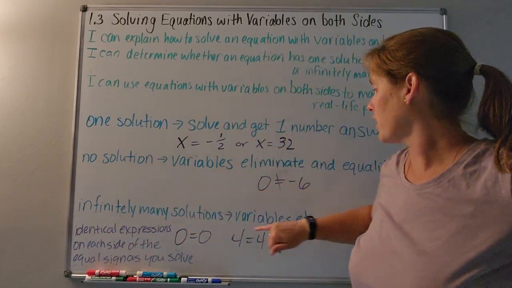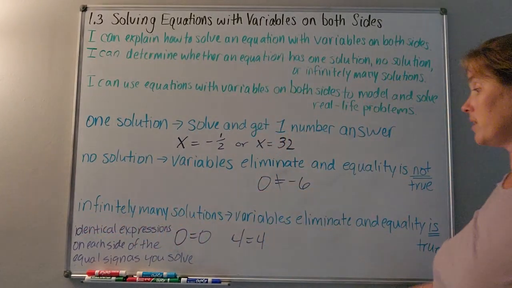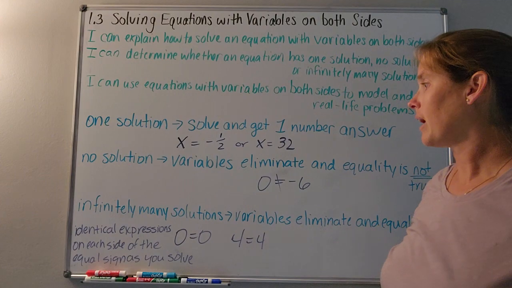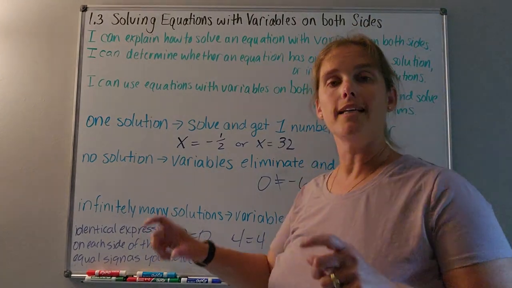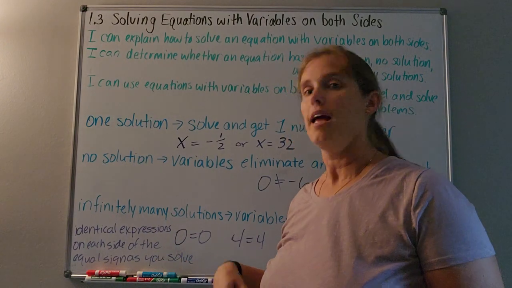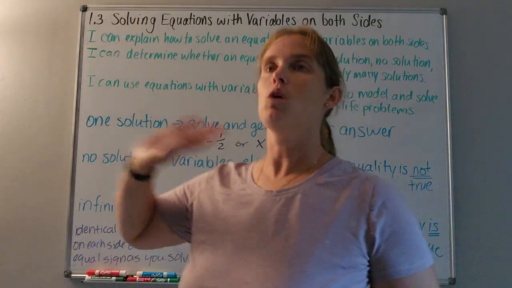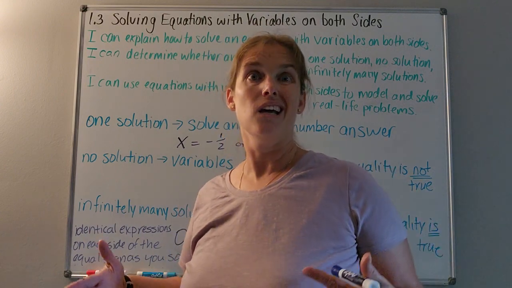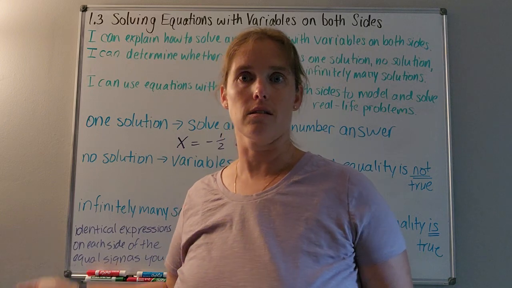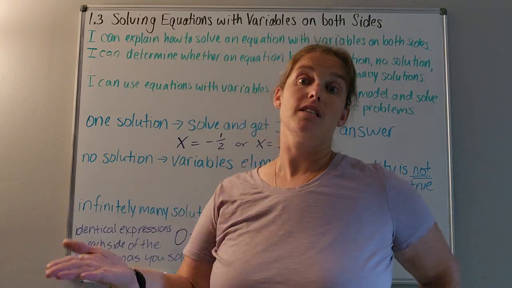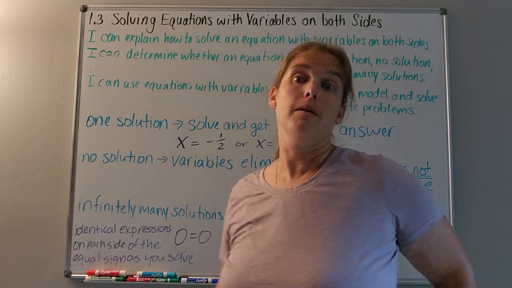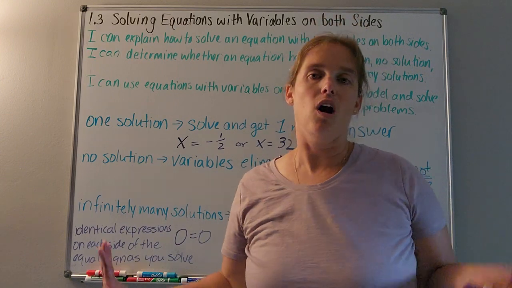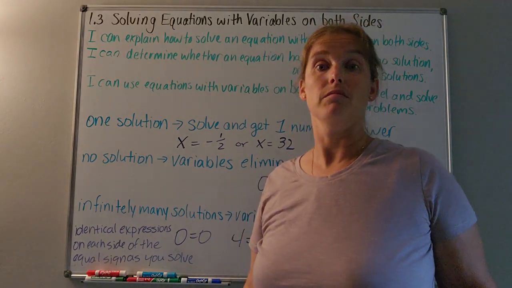Infinitely many solutions, on the other hand, variables eliminate, but this time you're left with an equality that is true, okay? 0 equals 0, 4 equals 4. And you may even notice as you're solving identical expressions on either side of the equal sign. If you notice that, like you get a 2x minus 4 on each side or a half y minus 72 on both sides, well, you know what's going to happen then. Everything's going to cancel out and you're going to have 0 equals 0. You can even stop partway through the problem and say, well, this is going to be infinitely many solutions. Or you can keep trying to solve till you get down to the variables gone and then you say, oh, the equality is true. Still, infinitely many solutions.